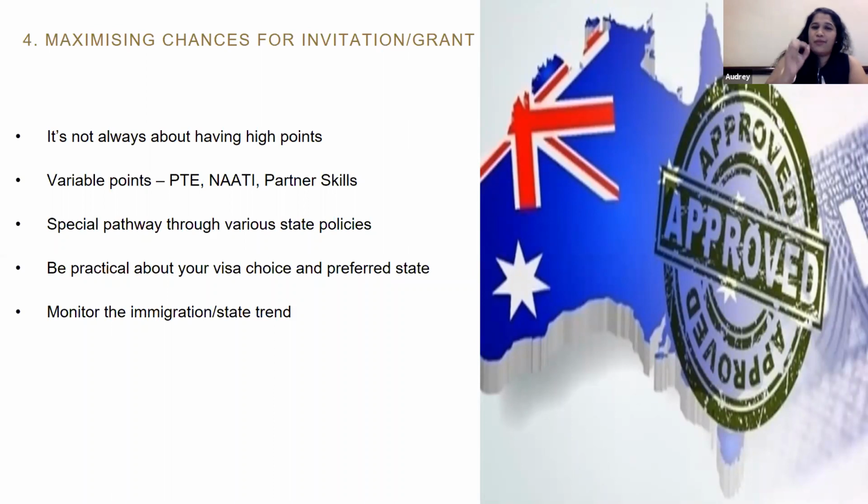But for those who really need high points, what can we do? What are the variable points that we can try to work on to boost your points further? Of course, English is the first one, right? For the English points, if you push your score to the highest level, you get more points. What else? We can do the NAATI, which is the interpreter and translator test. Apparently this test, which used to be something you could only take in Australia, you can now do online.